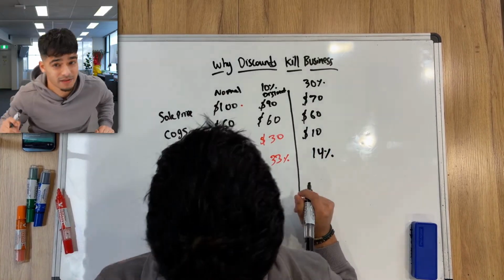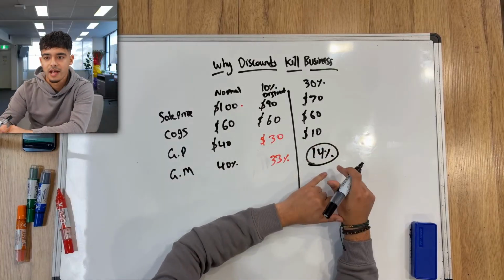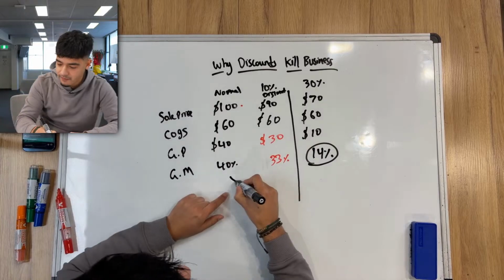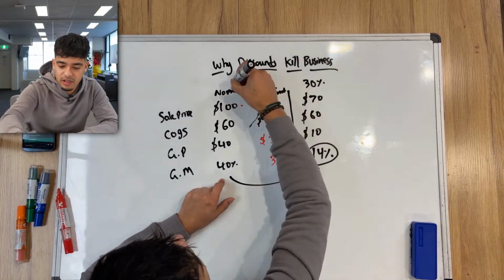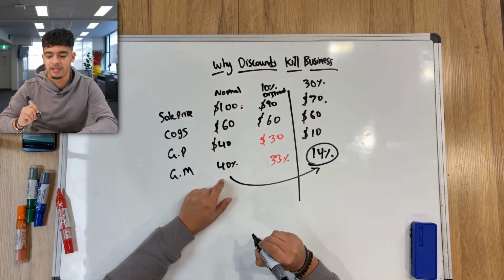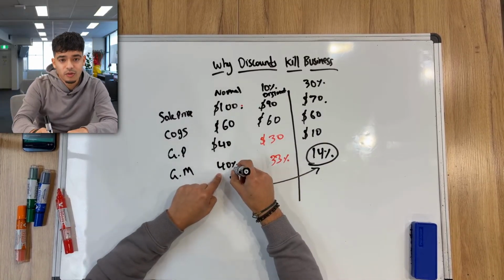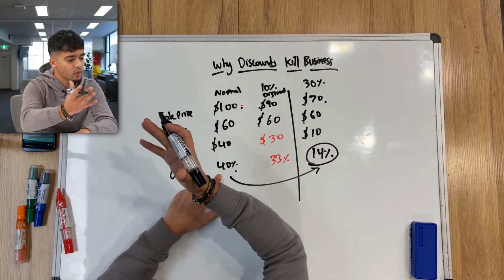I know these numbers, guys, I've studied them. 14% gross margin at the bottom line. From a $40 profit, you've gone down from 40% to 14%, just because you reduced your price from $100 to $70. Up front, $30 doesn't look like a lot to your business, but this 40% allows you to go and invest money back into your ads and go and acquire new customers.